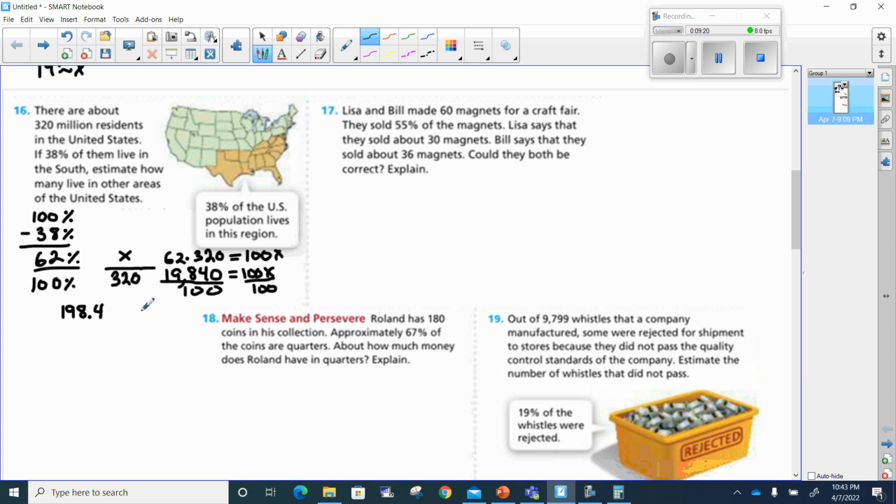Right? That equals x, so we're talking about 198.4 million. All right, let's go to number 18 now.